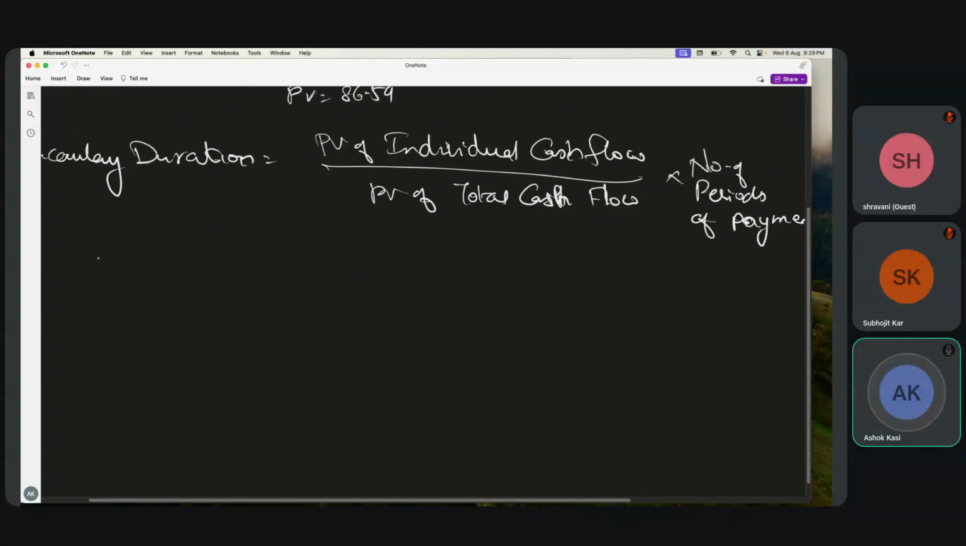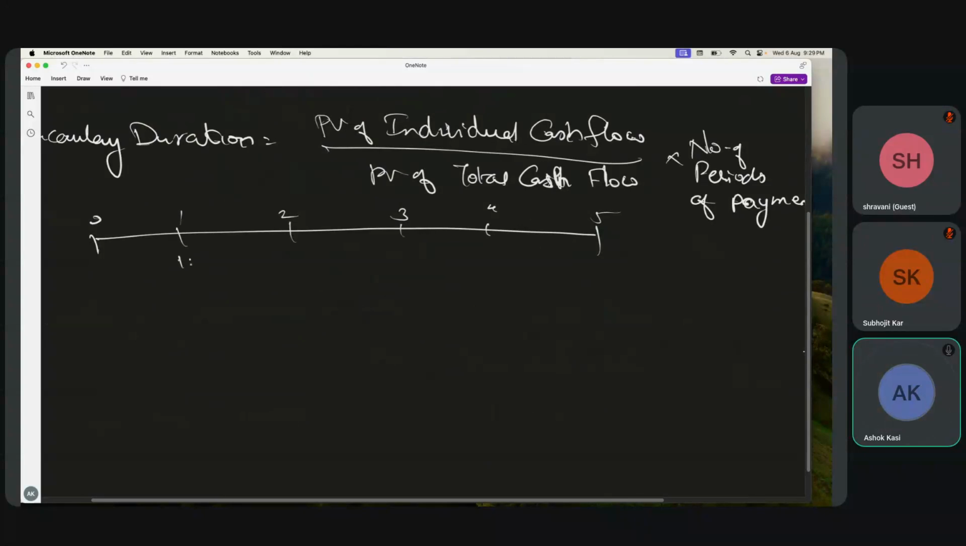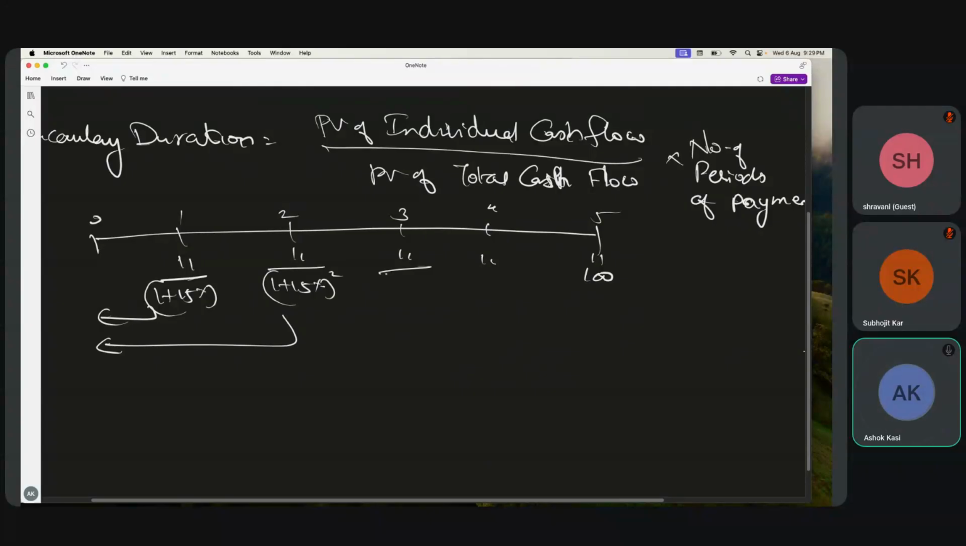So present value. So 5 years. 1, 2, 3, 4, 5. And how much is the coupon? 11, right? 11. So 15% present value. Just calculate this and keep it in store one. Calculate the number and tell me the value also. 9.56. Yeah. Okay. Keep it in store.